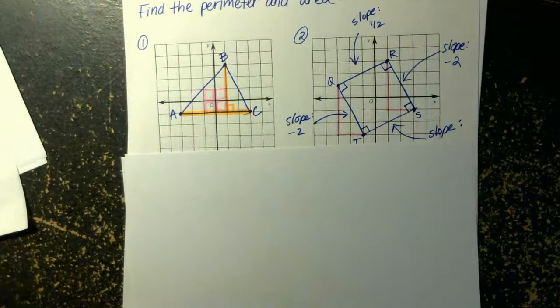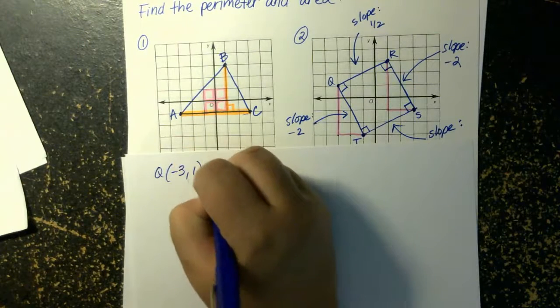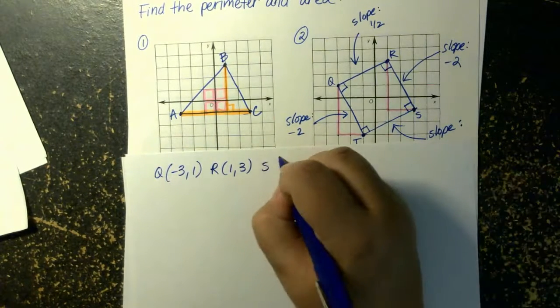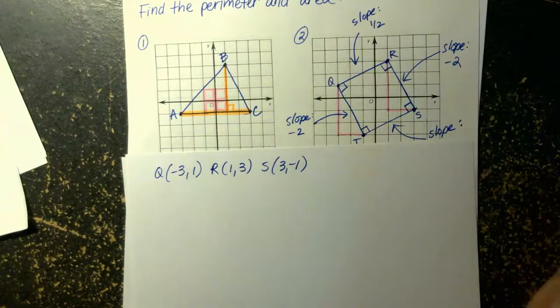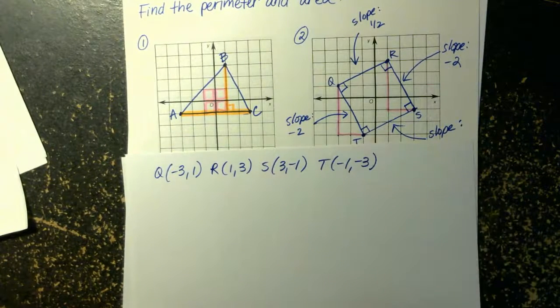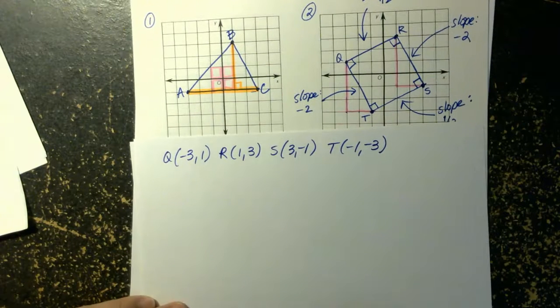Well, first of all, let's mention all the points. Q is at -3, 1. R is at 1, 3. S is at 3, -1. And T is at -1, -3. If you don't identify the points correctly, that is going to put you in the wrong place to begin with. So make sure you always are very careful about identifying your coordinates of the points.